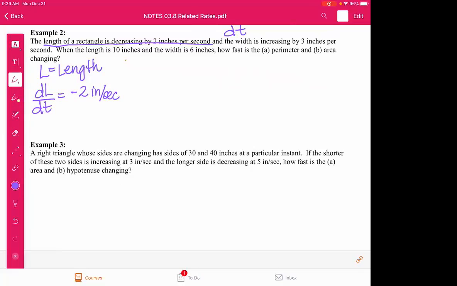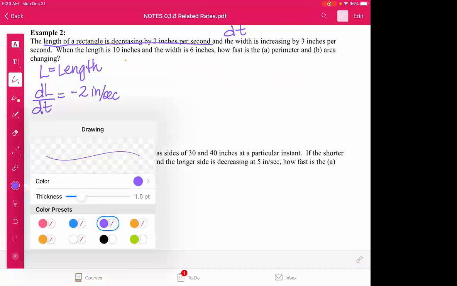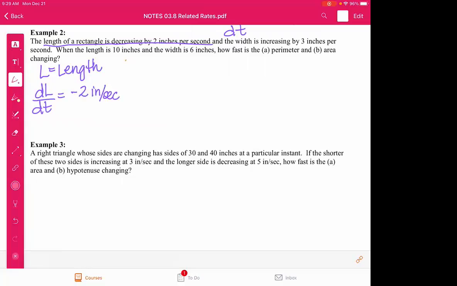Okay. The width is increasing by 3 inches per second. So increasing, and it's width, 3 inches per second. If you call W width, then dW dt, and we're increasing, so that's a positive 3 inches per second.